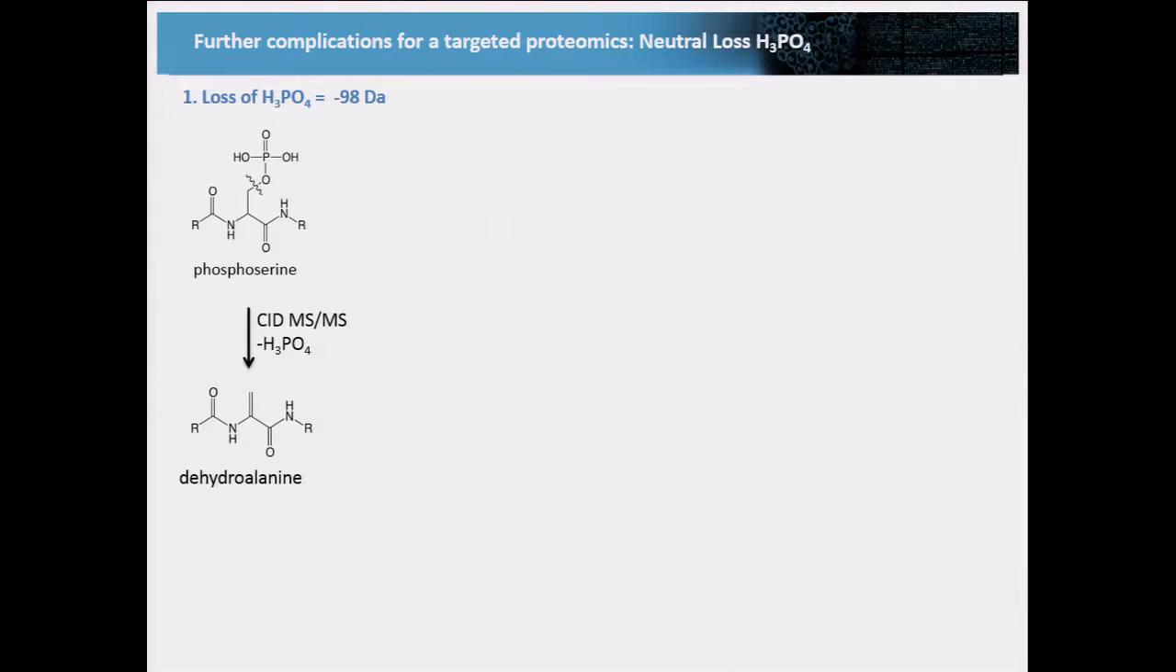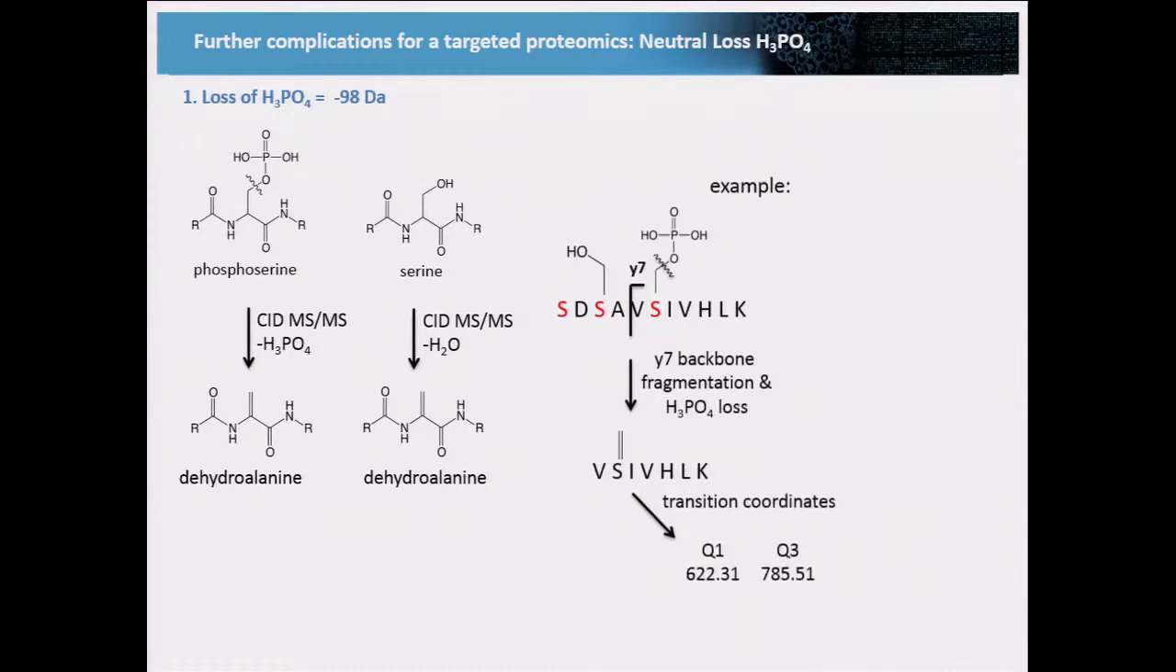And the reason is the following. If we have a neutral loss, for example a phosphoserine, we lose 98, and then we get dehydroalanine. What can also quite commonly happen with CID is that we lose a water molecule. So if we have serine, we lose a water molecule, and we come up to the same dehydroalanine. And that has implications when we look at phosphosite assignment.